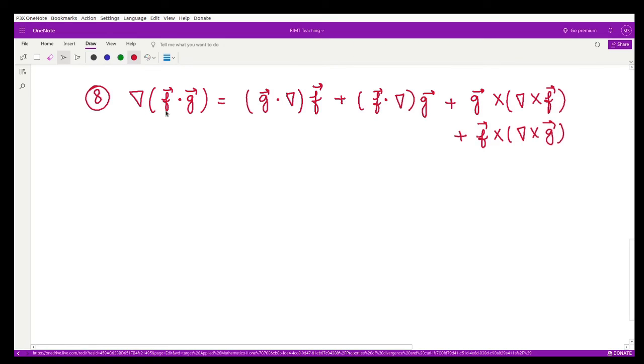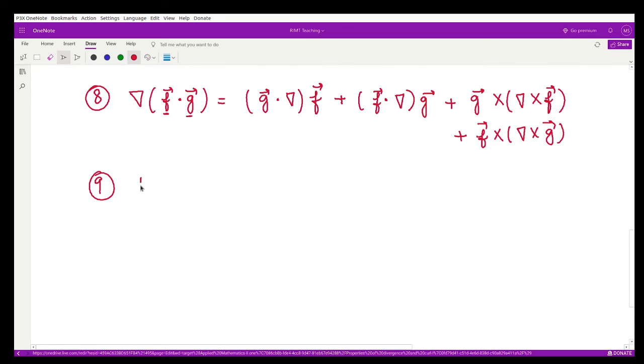So that means the gradient of the dot of two vectors is equal to the second vector dot with del into f, the first vector dot with del into g, plus the second vector cross with the curl of f, and the first vector cross with the curl of g. So this is our eighth property.